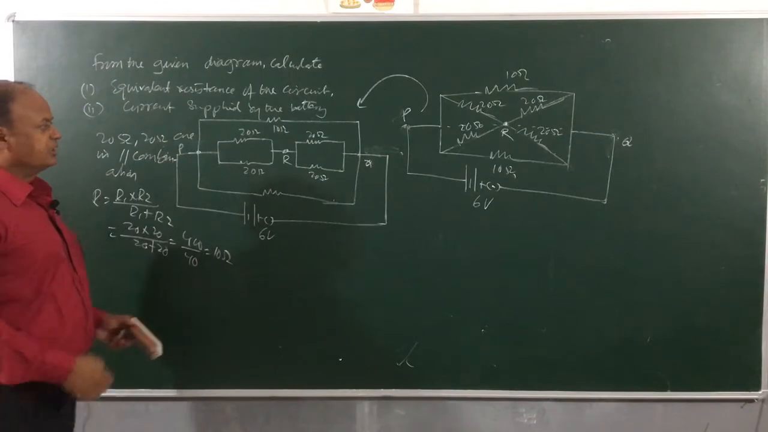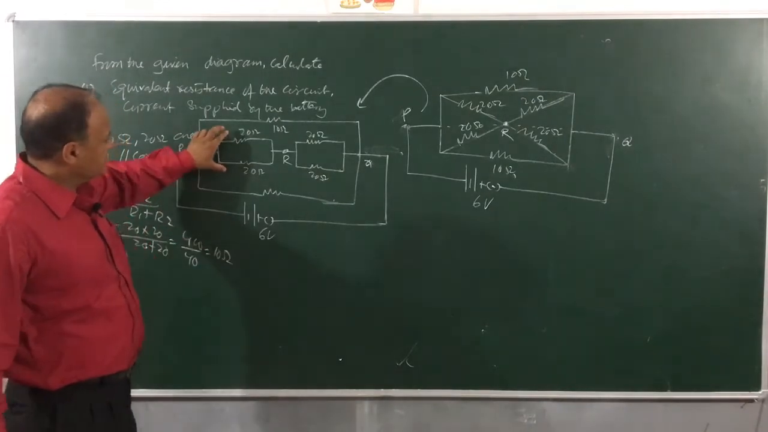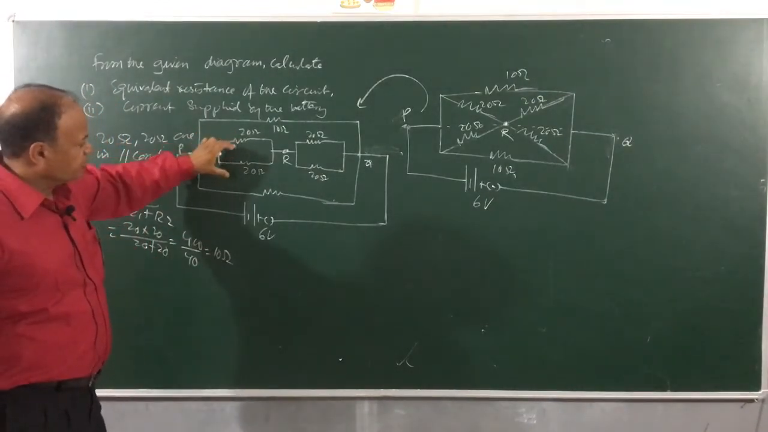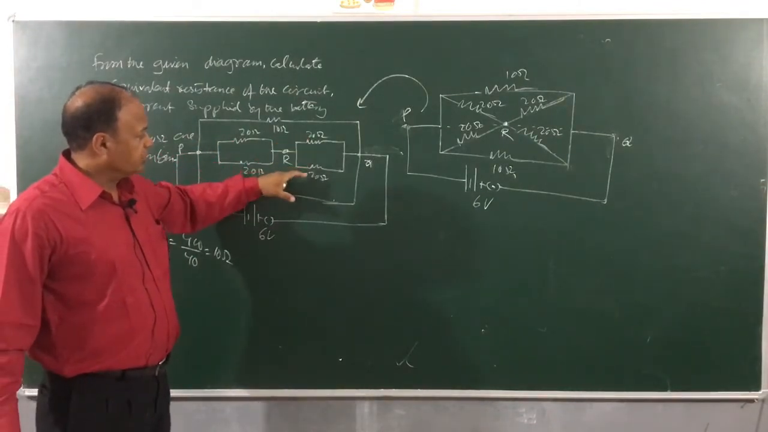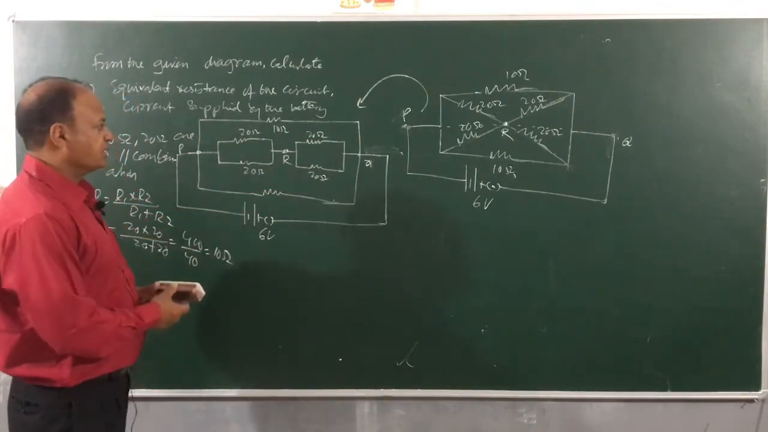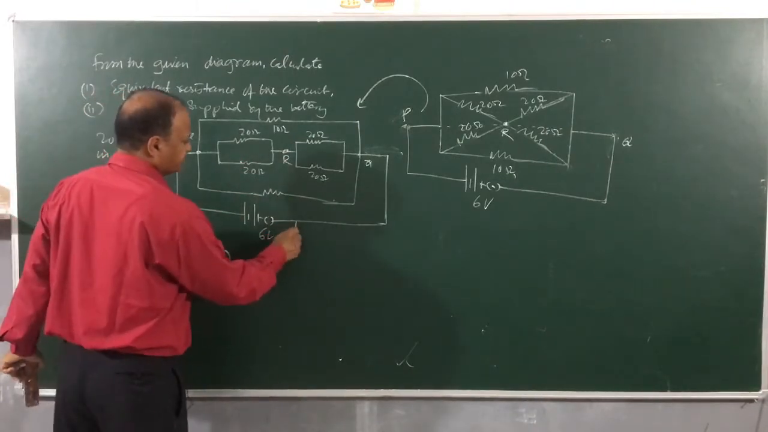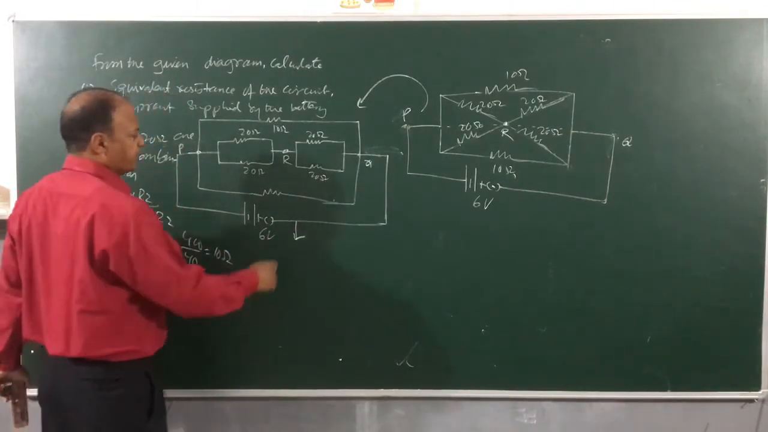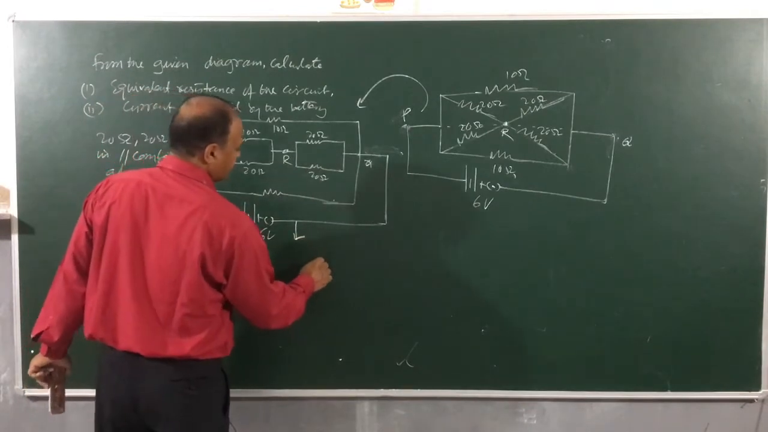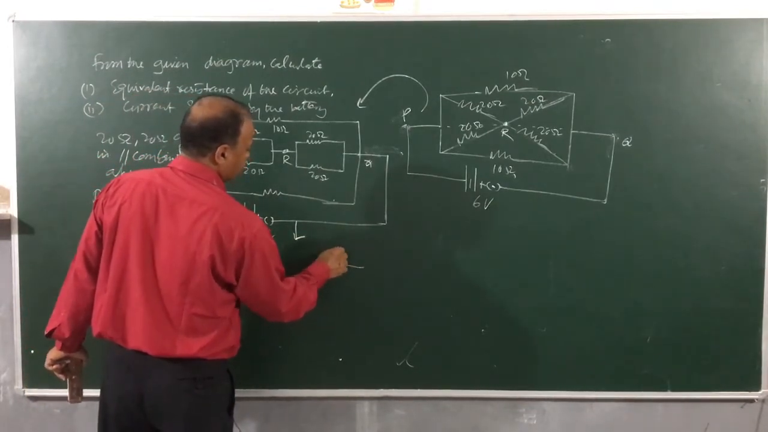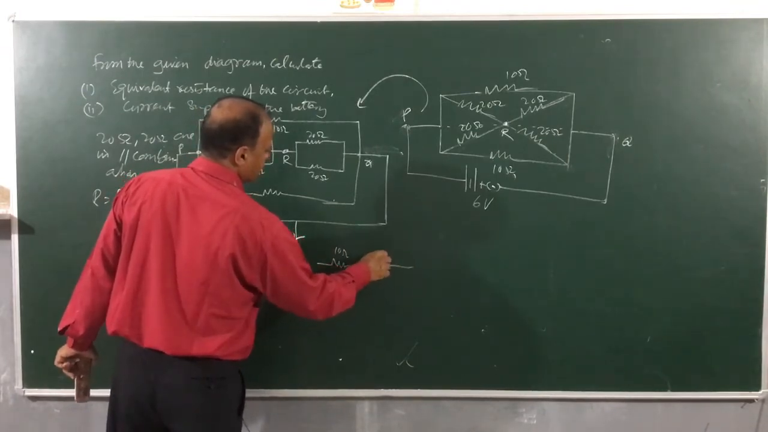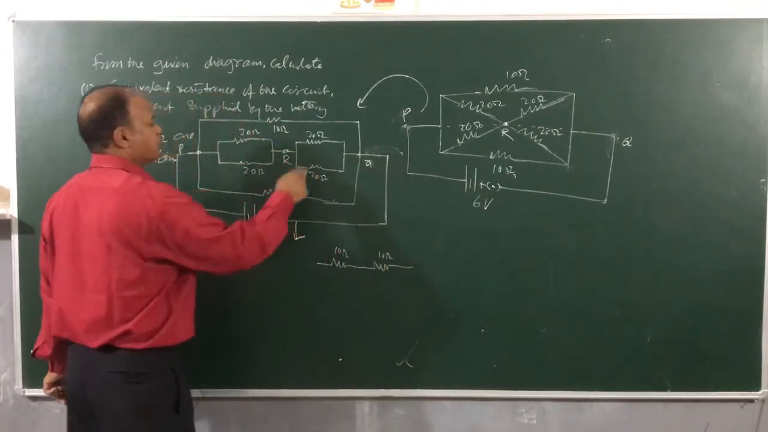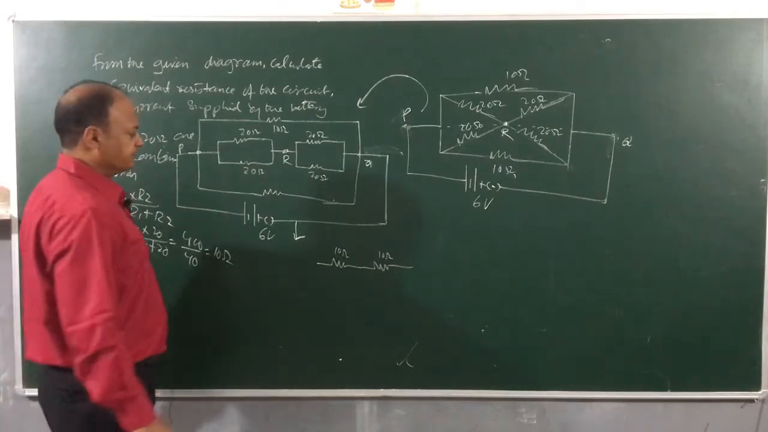Similarly, children, that means the equivalent of this 20 ohm pair is how many ohms? 10 ohms. Equivalent of these two 20 ohms is also 10 ohms. So I'll be redrawing the circuit. If I redraw the circuit from here, here I'll be having 10 ohm. Here I'll have how many ohms? 10 ohms. And these two are now connected in series.